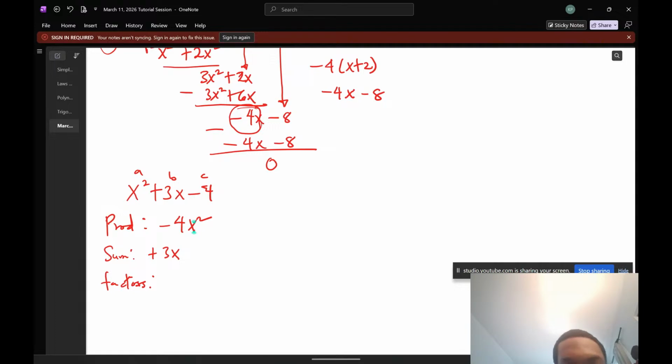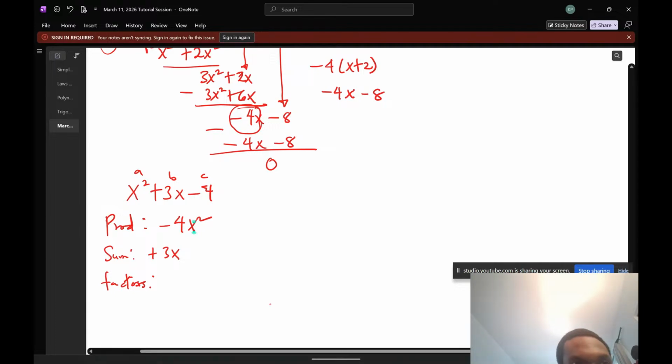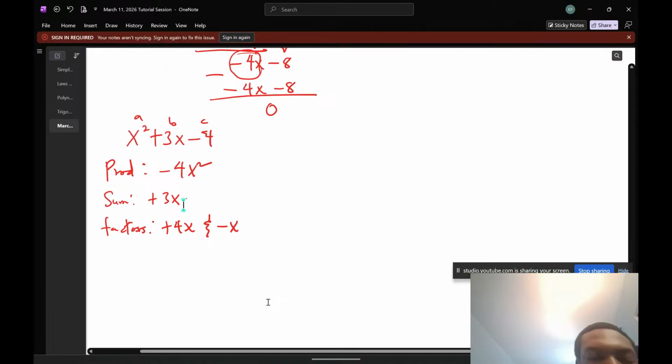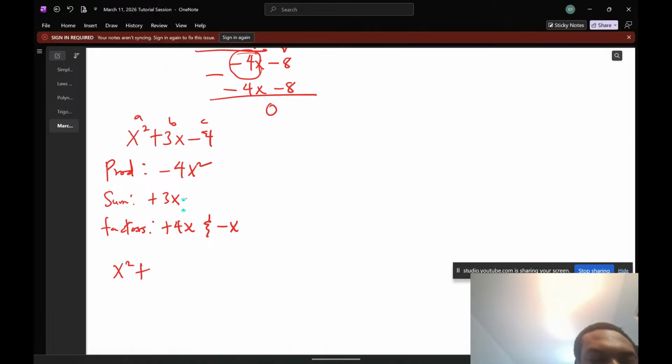I believe that will be plus 4x and minus x. Because if we do plus 4x times minus x, it gives us minus 4x squared. If we do 4x minus x, it will give us 3x. So we can put it like this: x squared plus 4x minus x minus 4.